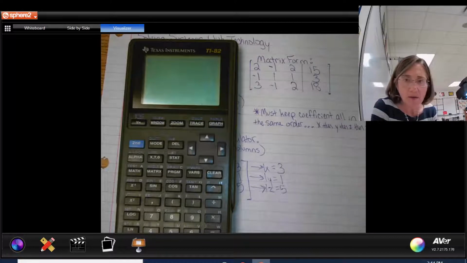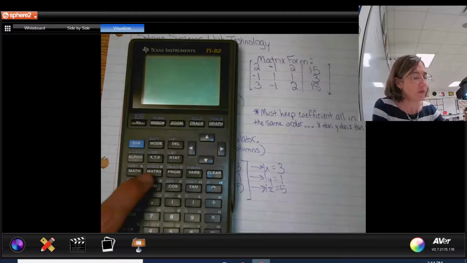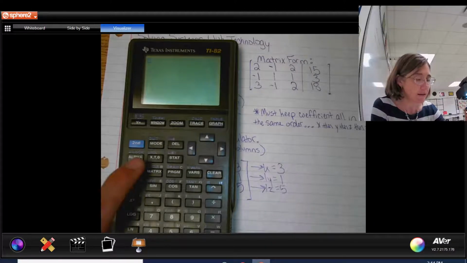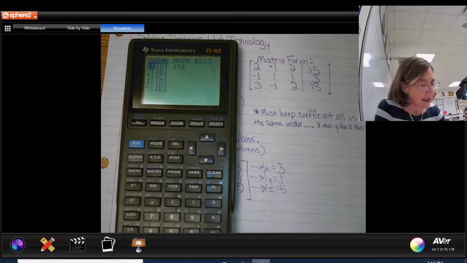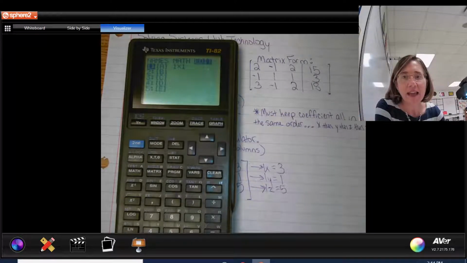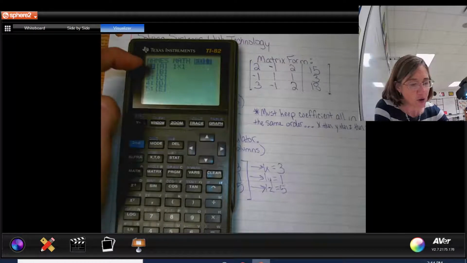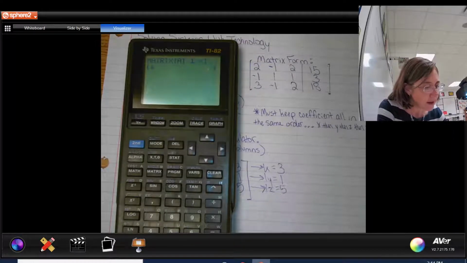So on these, there is a button that has MATRX. So that's the calculator abbreviation for matrix. They cut out the I, so great. So I'm going to press that button, and it gives me some choices. And the first thing that we need to do is we need to edit what the matrix is. So I'm going to go over to the edit column, and the first one is selected just automatically. So we want to edit that one.